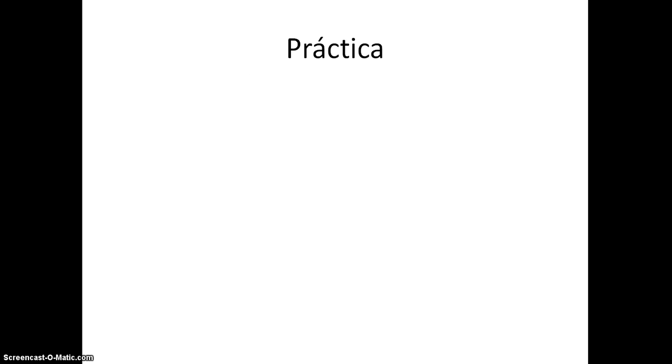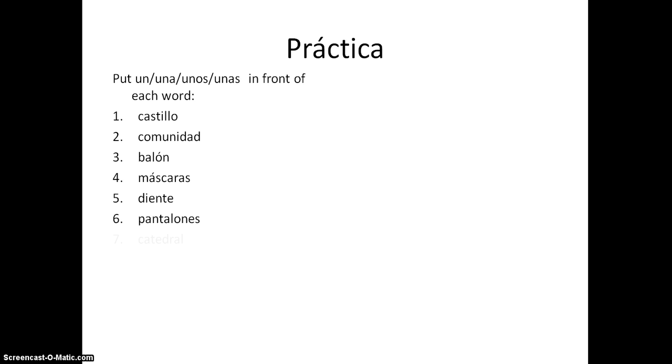So let's do some practice. Could you put un, una, unos or unas in front of each word? Go back and check how to recognize the gender if you don't know, but otherwise have a go. There are 10 to do. So pause it, have a go, and then we'll go through the answers. Okay, so let's have a look.